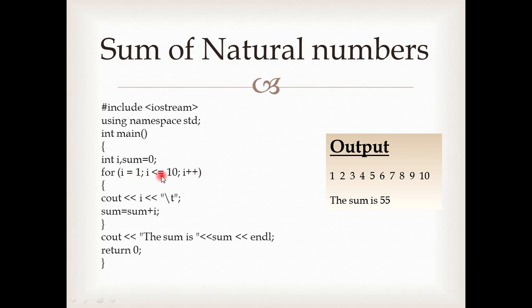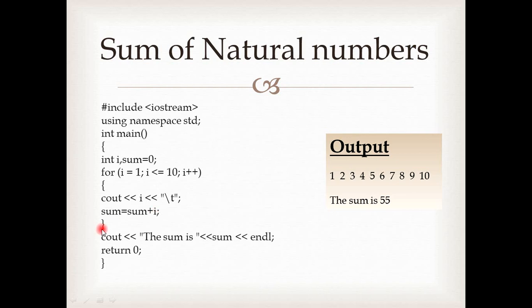Now i equals 1. 1 is less than or equal to 10. The condition is true. So where does it go? Yes, it gets inside this loop. Now see cout i. What is the value of i? 1. Very good. So 1 will be printed. Now you have backslash t. What is backslash t? A tab space. Now coming to the next line, you are saying that sum equals sum plus i. Already you know the value of sum, that was 0, and the value of i, which is 1. So 0 plus 1 becomes 1.